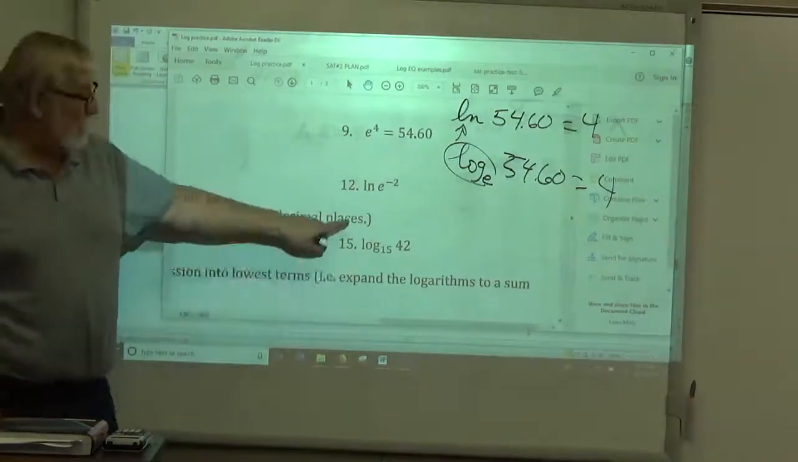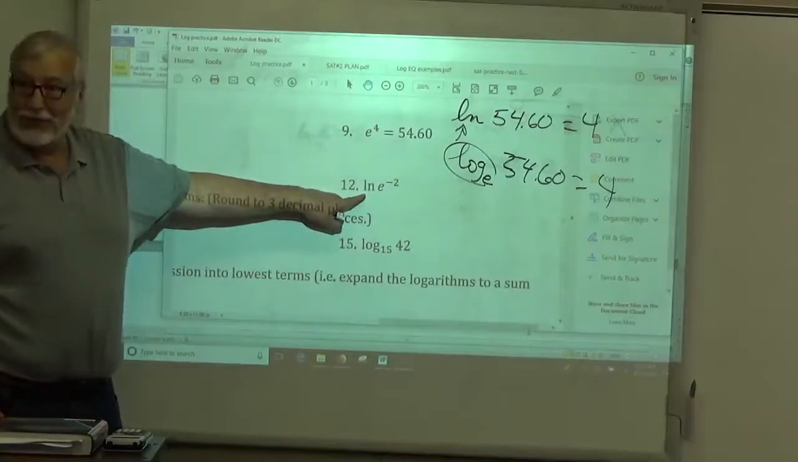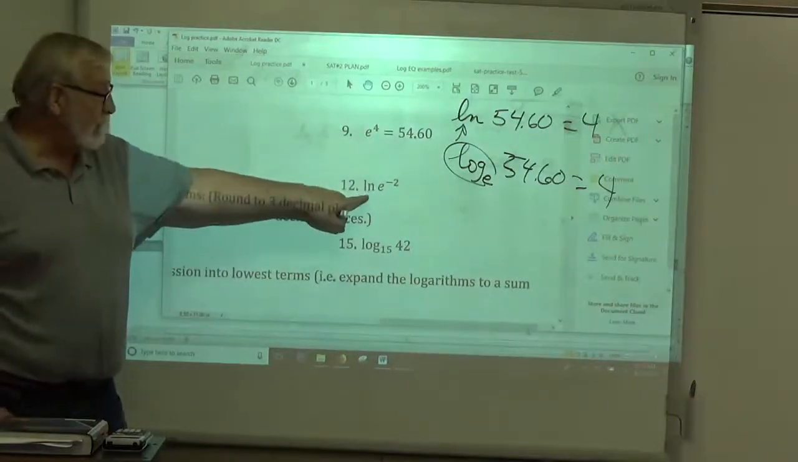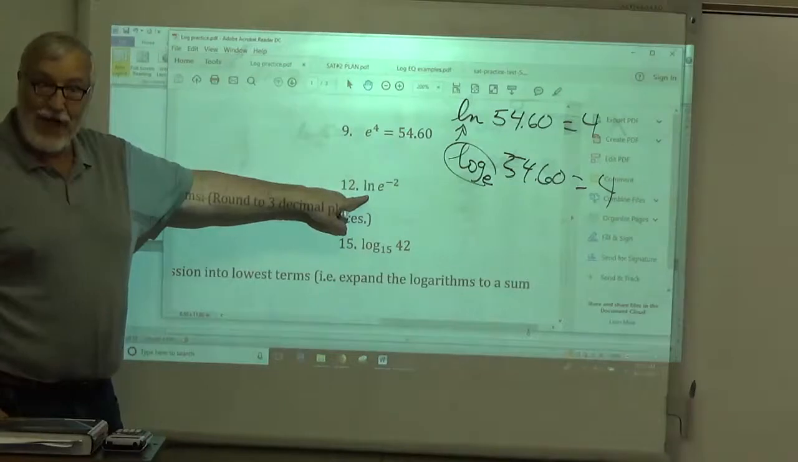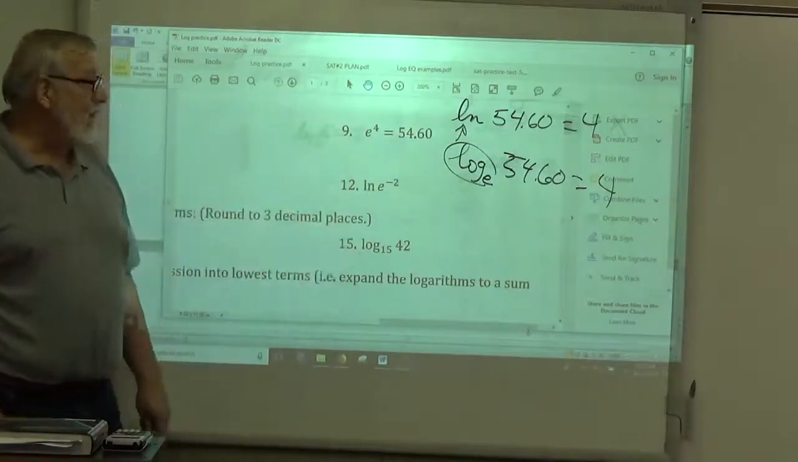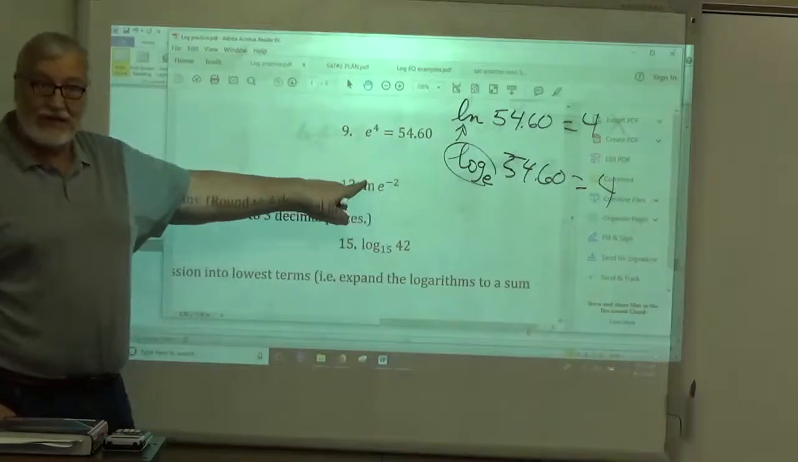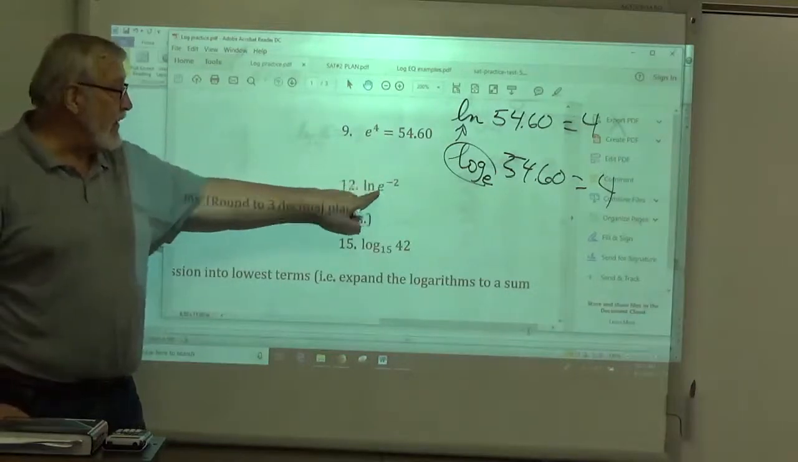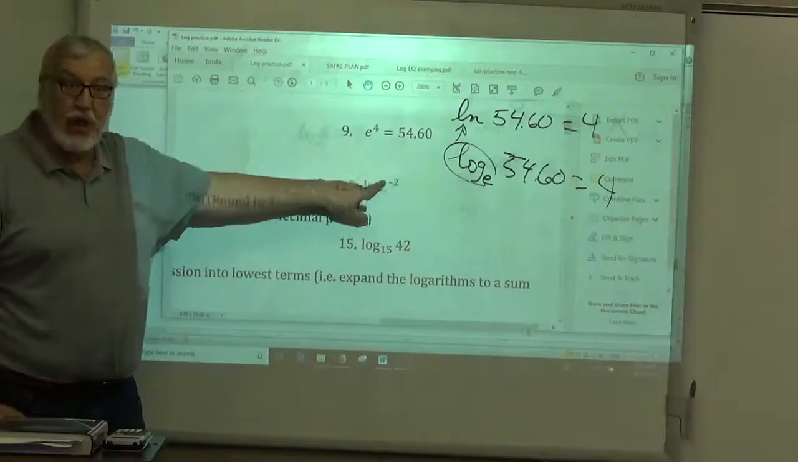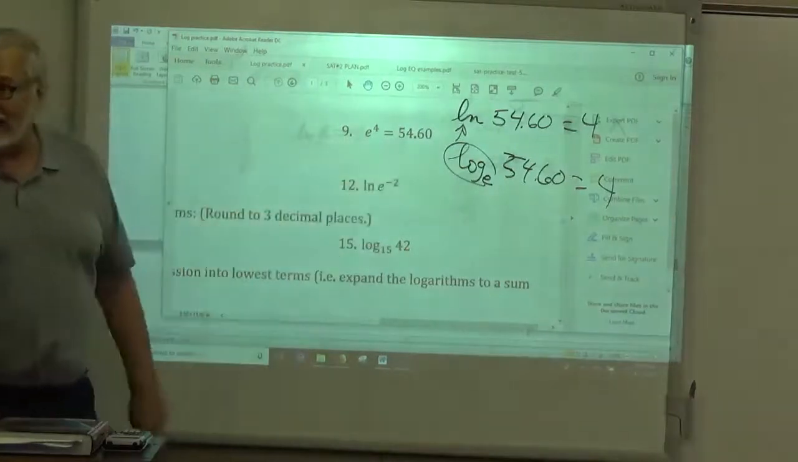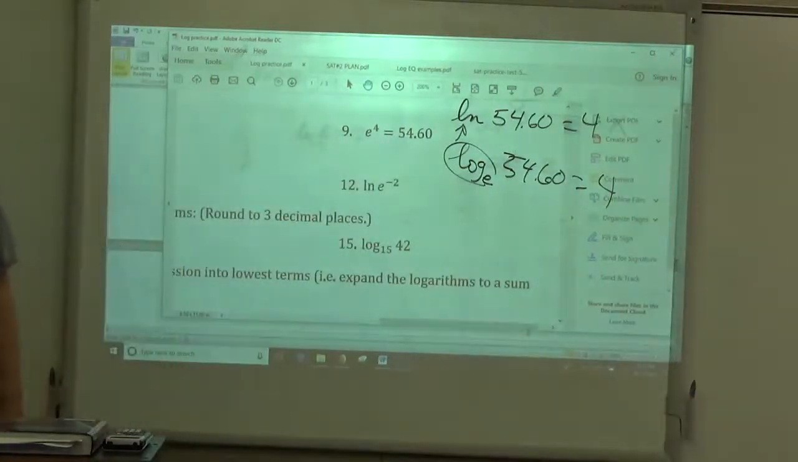Okay, now look at this. Does that look familiar? We'd have to figure this out, right? But this is the same as log base 10 of 10. This is log base e of e. So this part equals 1, and it's 1 minus 2. So that answer is negative 2.